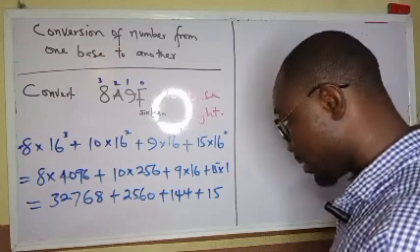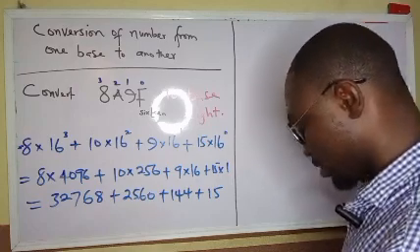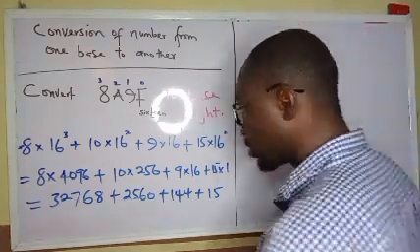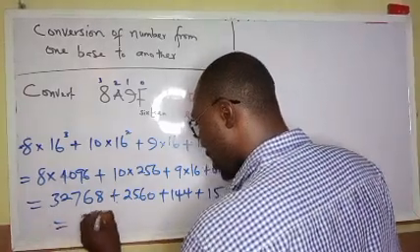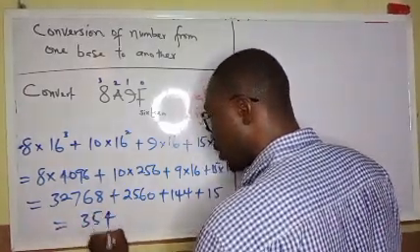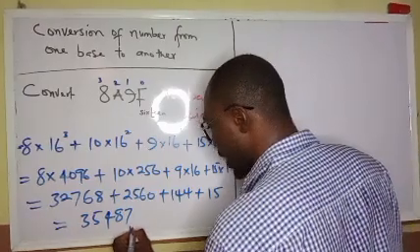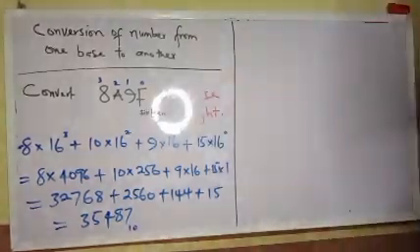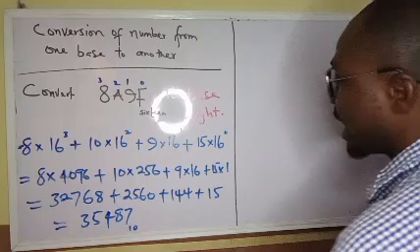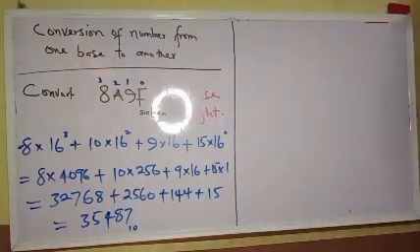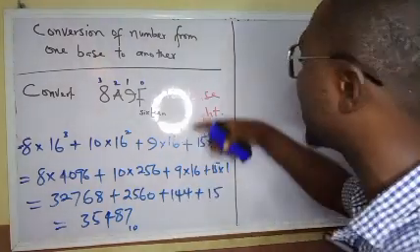So adding everything together, we are going to have a very great number. That is 35,487 in base 10. So we have successfully converted this number to base 10. The next thing now is to convert it to base 8.